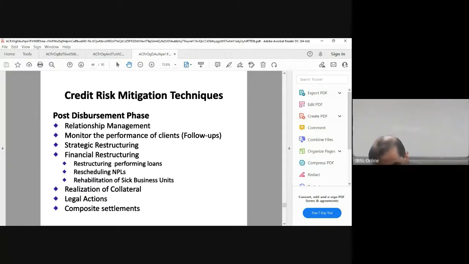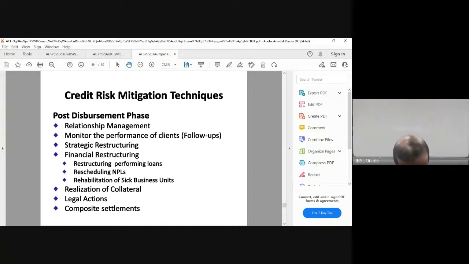Restructuring is about performing loans. The condition is that you should have only 2 installments in arrears, and it should be in the performing category, so that you can extend the repayment period by another couple of months depending on the cash flows. But remember, restructuring can be allowed only when the customer is in trouble, and the reasons are beyond his control. Okay, probably the macroeconomic issues and all.